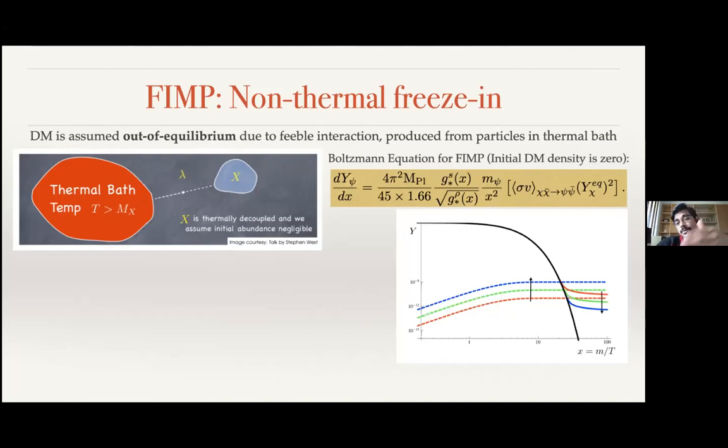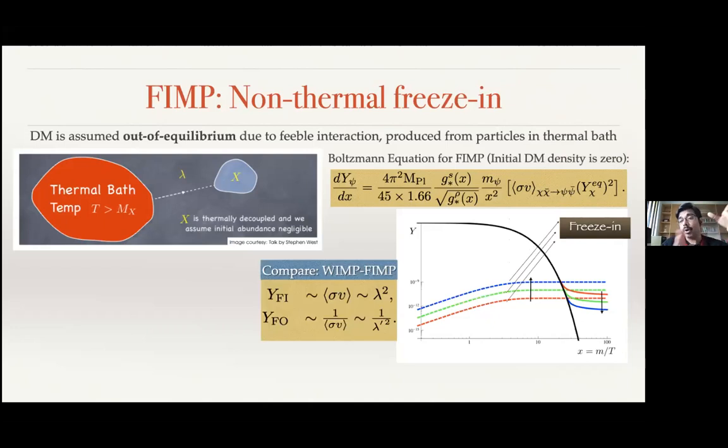If you solve it once again numerically, these dotted lines show how it freezes in. The number density builds up from scattering or decay of the thermal bath particles, and it accumulates until the temperature of the bath becomes smaller than the mass of the dark matter, because then it cannot accumulate any further and it stabilizes. That is what is called freezing in. So this is the freeze-in procedure, compared to the freeze-out we showed.